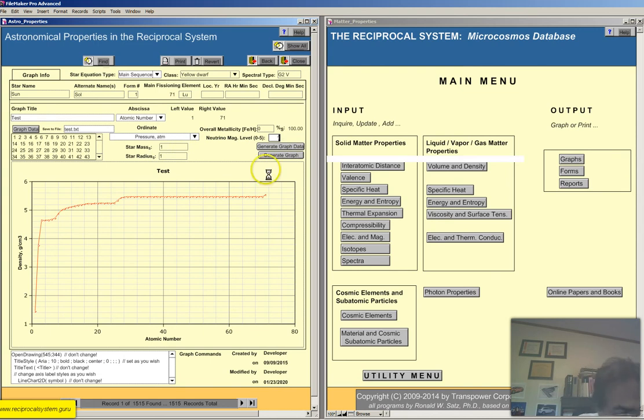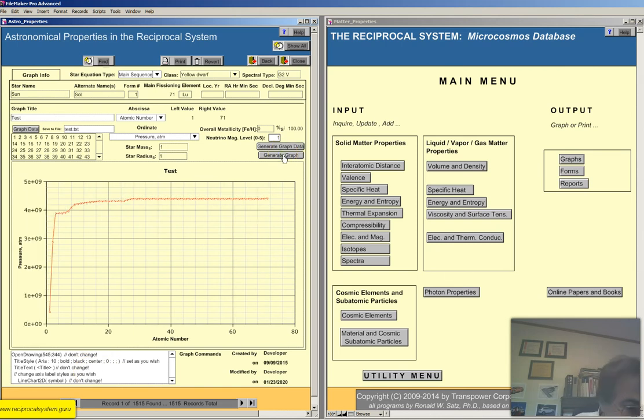By the way, these are the graph commands. You can keep this exactly the way it is, but you can change it if you want to. The graph manual is included with the package, but ordinarily you wouldn't have to touch any of the commands here. So here we have pressure versus atomic number. All right, and then temperature. Generate the graph data.